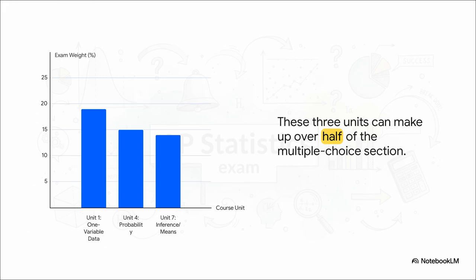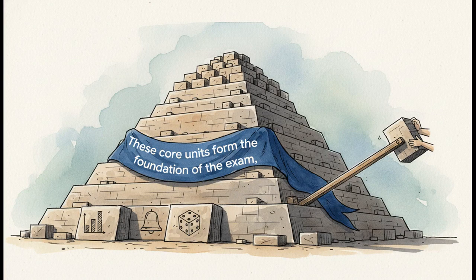These are your non-negotiables. The takeaway here is super simple. Yeah, every unit matters, but mastering these core topics gives you the biggest strategic advantage. Think of them as the foundation of a pyramid. If you get these right, everything else you build on top is going to be way more stable.